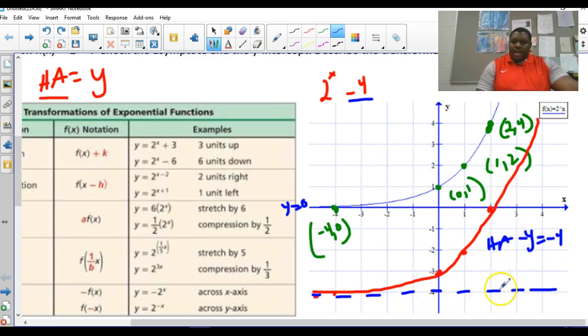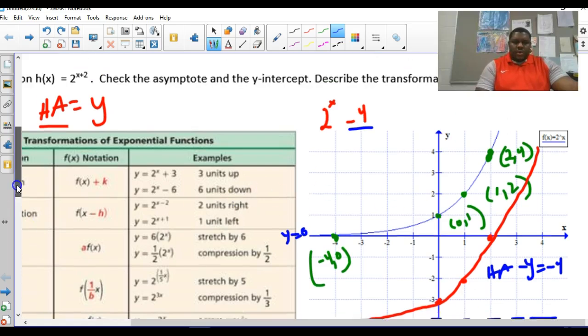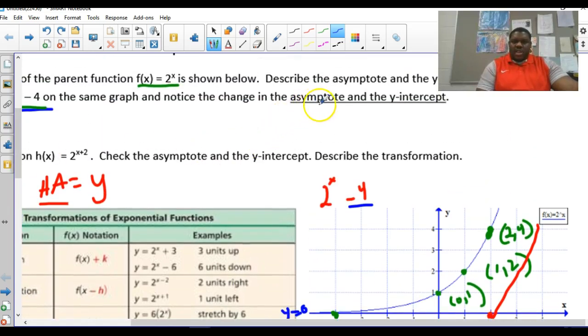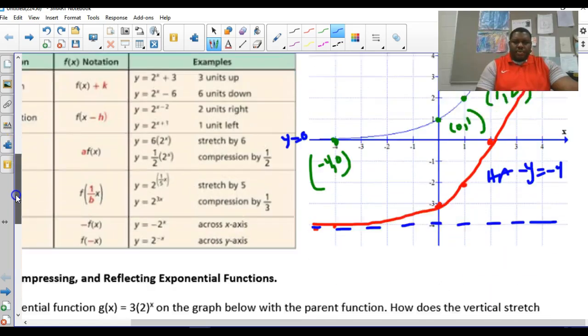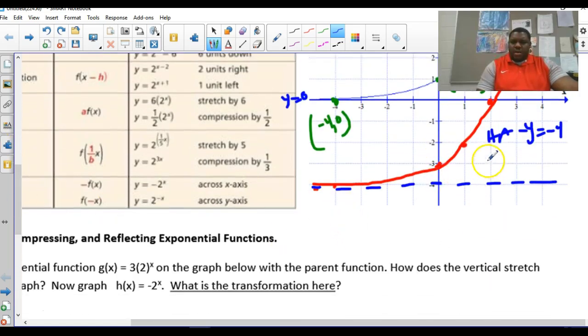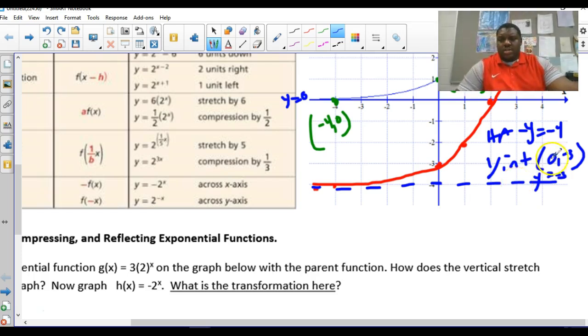If you read the directions up here, it asks for the asymptote and the y-intercept. The y-intercept we can see right here: (0, -3). Or you could just put y equals negative 3. Either one of those. Say it's multiple choice on your quiz or test, you'll see it. So make sure you can identify your y-intercept and your horizontal asymptote.